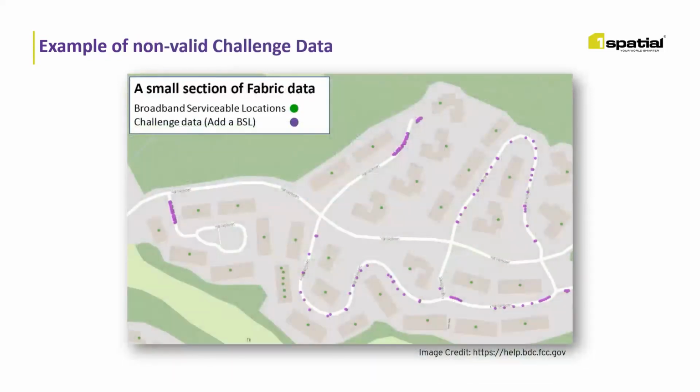Here's an example of where we're finding non-valid challenge data. What we're seeing here is that the organization has a list of addresses, and they have been geocoded to the road centerline. So unfortunately, the FCC really has no way of knowing where they are missing BSLs. And from the look of all these green BSL dots, it really doesn't appear that they are missing any potential BSLs anyway. But for a challenge to be valid, those address points must be spatially related to the BSLs within a building footprint and within a parcel.